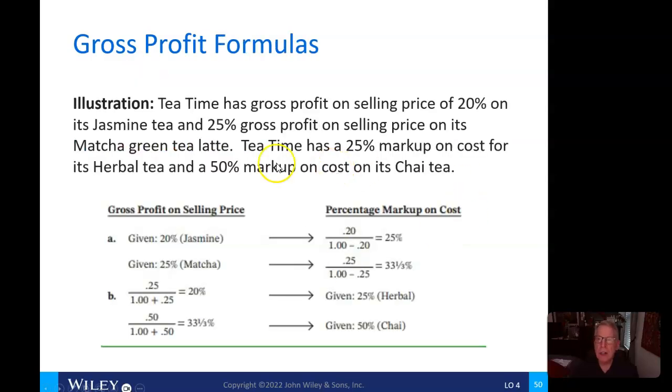All right, so let's look at Tea Time. Tea Time has gross profit on selling price of 20% on its jasmine tea and 25% gross profit on selling price of its matcha tea latte, green tea latte. Tea Time has a 25% markup on cost for its herbal tea and a 50% markup on cost of its chai tea.